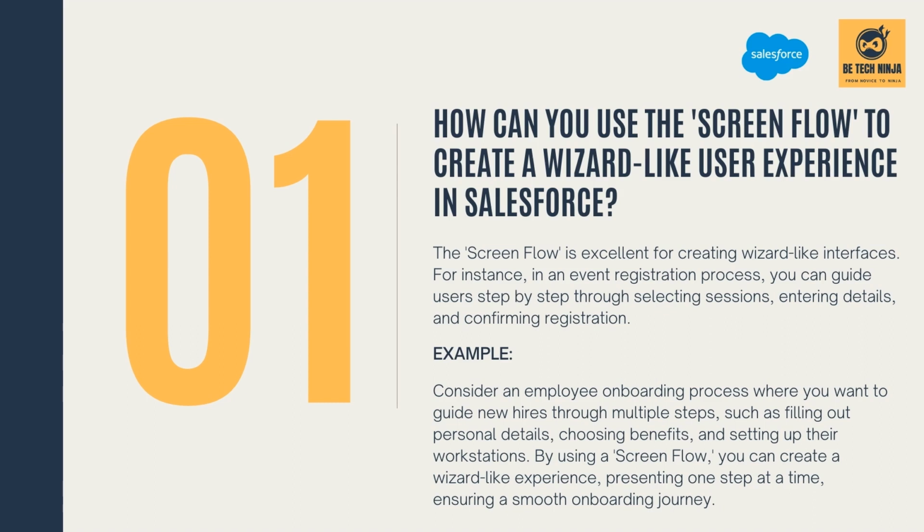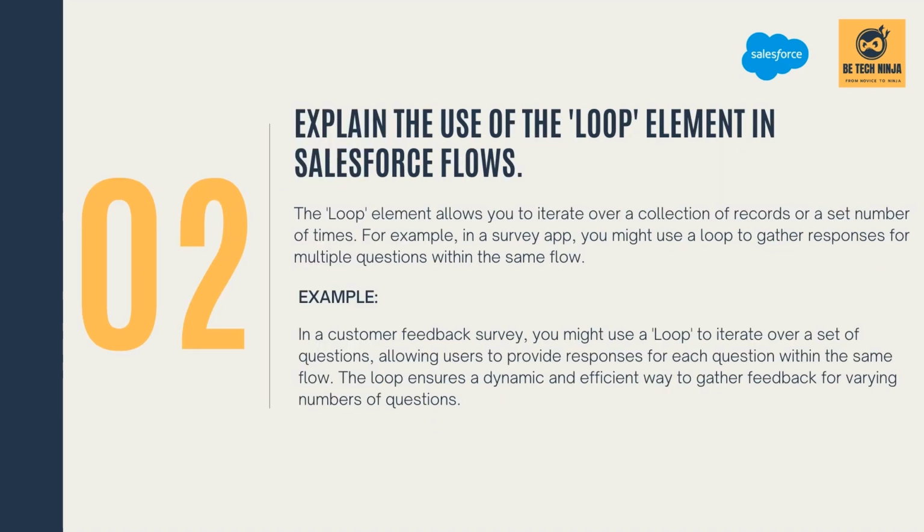For instance, in an event registration process, you can guide users step by step through selecting sessions, entering details, and confirming registration. Consider an employee onboarding process where you want to guide new hires through multiple steps, such as filling out personal details, choosing benefits, and setting up their workstations. By using a screen flow, you can create a wizard-like experience, presenting one step at a time, ensuring a smooth onboarding journey.